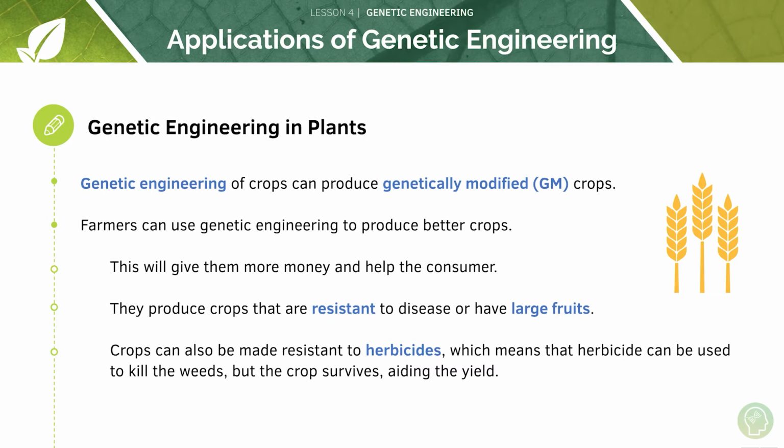Now note that in the previous tutorial we had a look at selective breeding, and you can see how it's different to genetic modification, because in selective breeding we're selecting the crops that are resistant to disease, for example. So in selective breeding we're selecting the crops that are naturally resistant to disease or that naturally have large fruits. But in genetic engineering we are actually combining genes so that we ourselves make crops that are resistant to disease or have large fruits. So you can see the difference here.